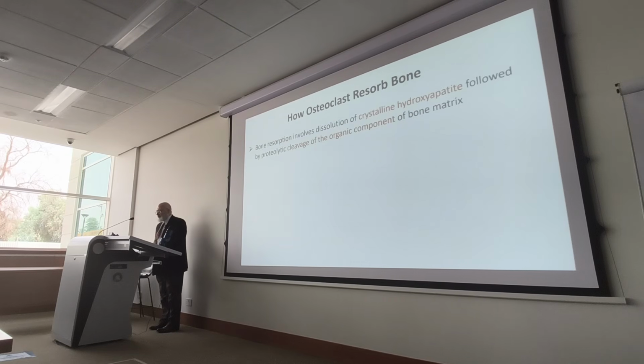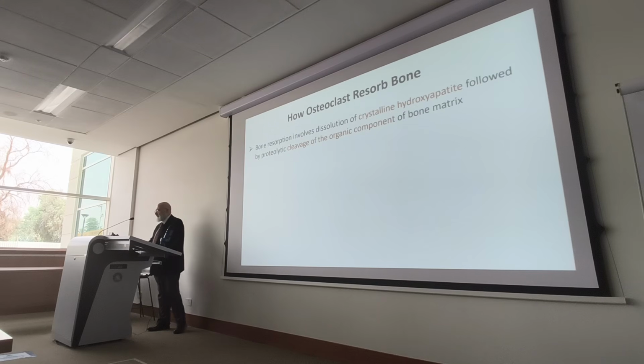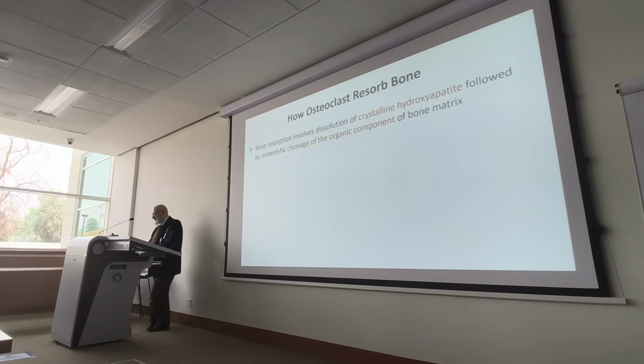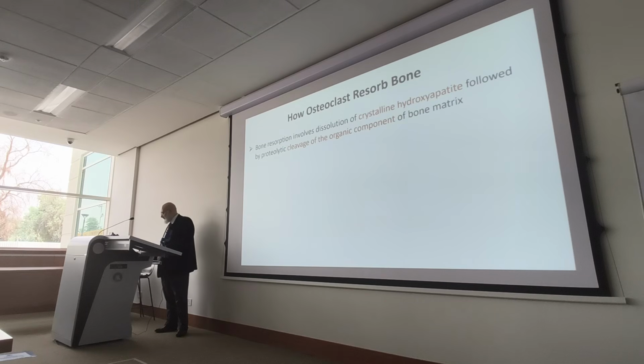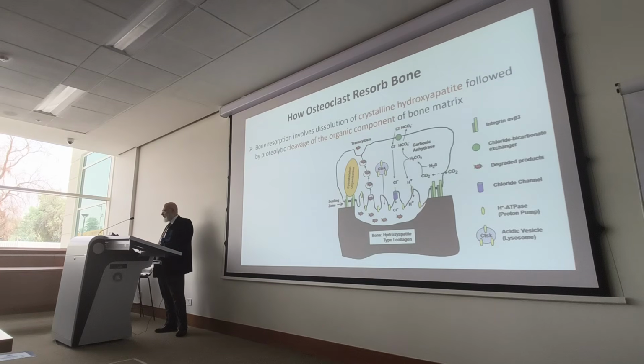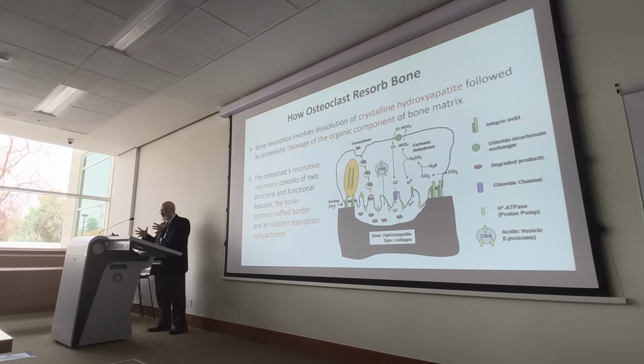Okay. So now, a few minutes on how the osteoclast resorbs the bone. We said the osteoclast will sit on the surface to break down the matrix of the bone, which contains both mineralized matrix, the hydroxyapatite, as well as the organic component. First, they will break down the mineralized matrix, the hydroxyapatite, and then the organic component of the bone matrix.